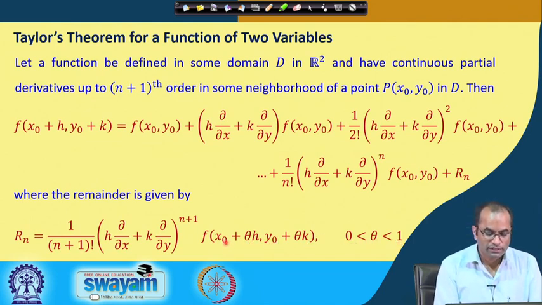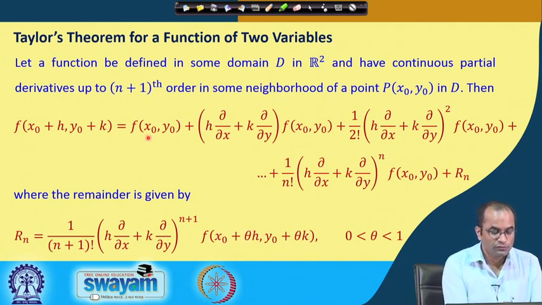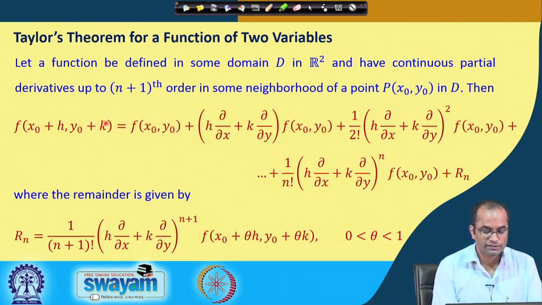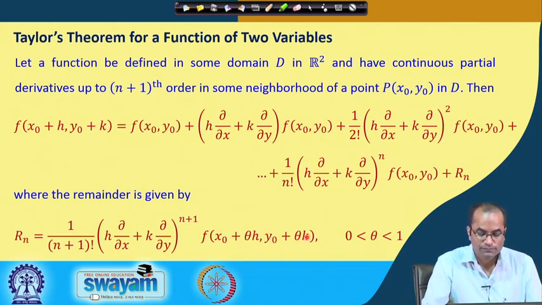So, that means again this is the point here between this x 0, y 0 and this point x 0 plus h, y 0 plus k. So, this first argument will vary from x 0 to x 0 plus h when theta varies from 0 to 1. Similarly, here y 0 can vary from y 0 to y 0 plus k when this theta varies from 0 to 1.